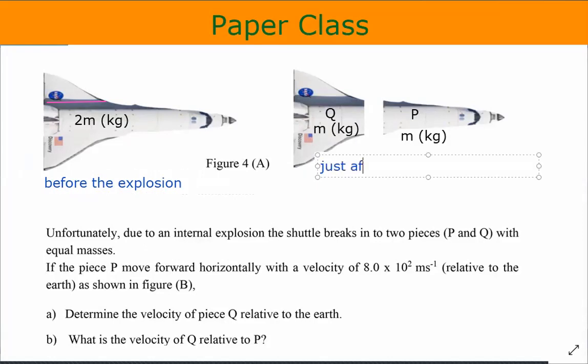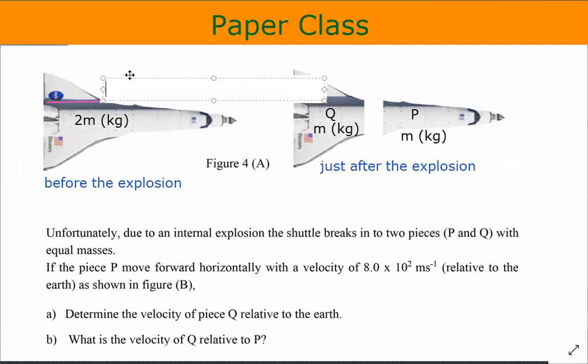Just after the explosion, right? Draw a rough sketch of this figure and let me mark the velocities. Velocity of the rocket before the explosion is 4 into 10 to the power 2, means 400 meters per second. And the velocity of the piece Q after the explosion, let me take it as V1.